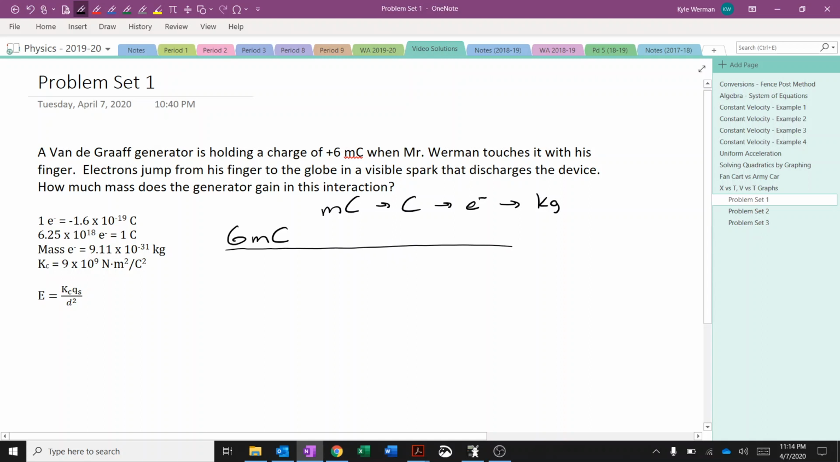So I start with my value. Again, signs aren't that important in this case. I'm going to get rid of millicoulombs and go to coulombs. My conversion from milli, 10 to the negative 3, is the same as milli. So I can get rid of millicoulombs. I want to get rid of coulombs and go to number of electrons. I can use either one of those conversion factors. Let's keep the stuff out of the denominator. So I'll use the 6.25 times 10 to the 18 electrons in 1 coulomb.